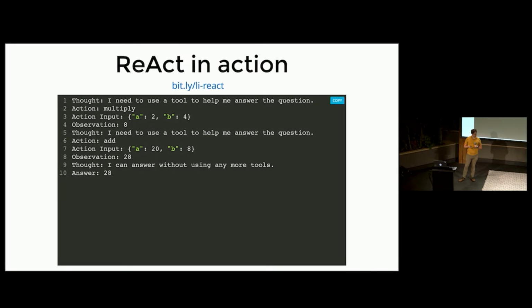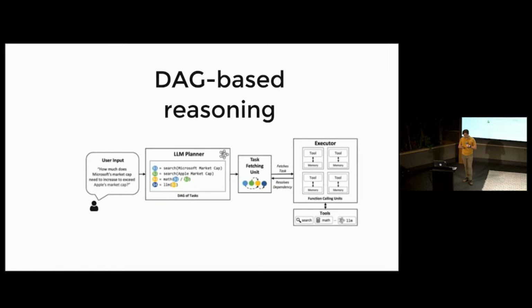You can see this in action in this output. I told it to multiply two numbers together, and it thought, how do I do that? I have a tool. Let me use the tool. Let me multiply these numbers together, then add these numbers together and come up with the answer. And that's the basic agent loop.